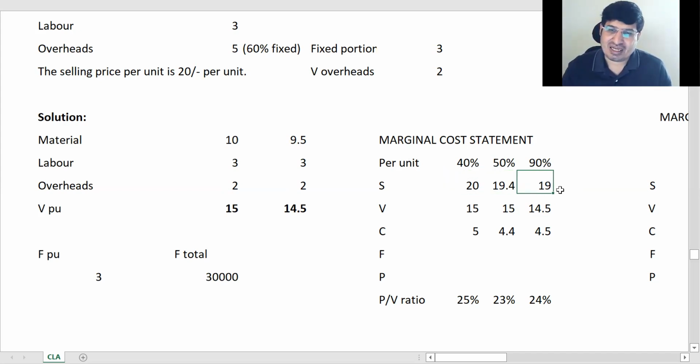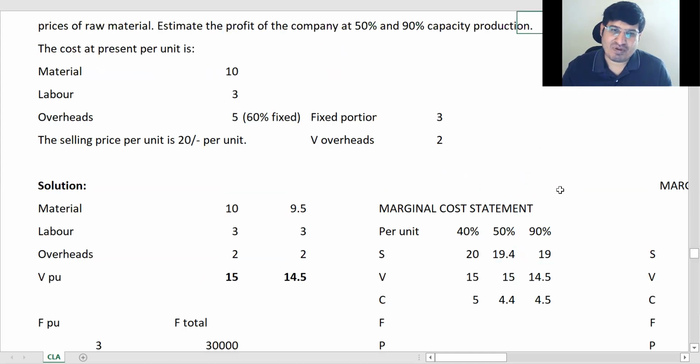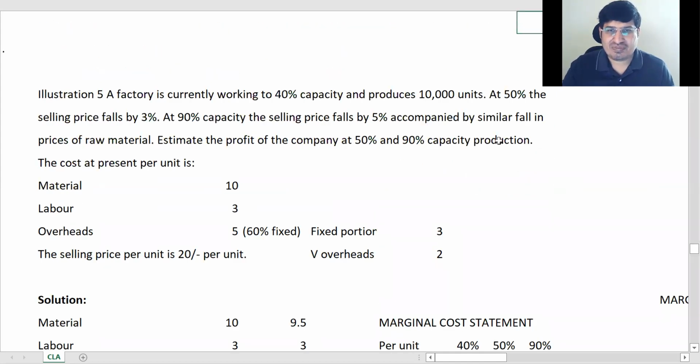यहाँ पे देखिए क्या लिखा है ना. सो थर्ड केस में देखिए, इसमें प्रॉब्लम में हमको जाना पड़ेगा. प्रॉब्लम में क्या लिखा है, देखिए, एट 90% कैपेसिटी सेलिंग प्राइस फॉल्स बाय 5%. ठीक है, सेलिंग प्राइस फॉल्स बाय 5% एंड सिमिलर फॉल इन रॉ मटेरियल लिखा है. तो दोनों 5% से गिराना है अपने को.